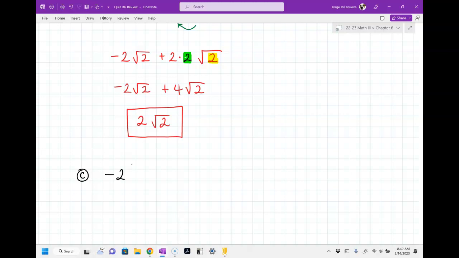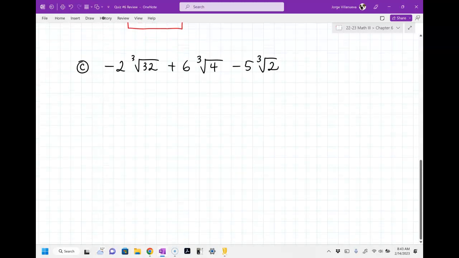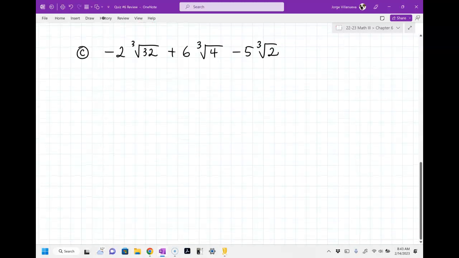Negative 2 cubed root of 32 plus 6 cubed root of 4 minus 5 cubed root of 2. So these are cubed roots.